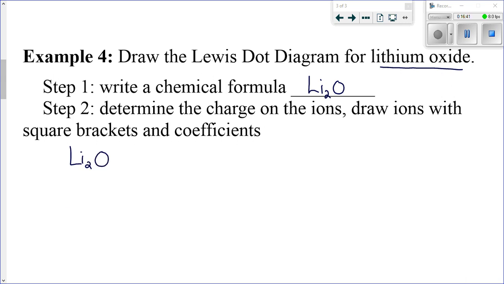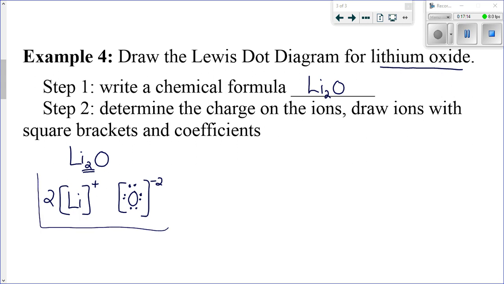Li2O. Lithium loses how many electrons? 1 to give it a charge of positive 1, okay? How many lithiums do I have? 2, so I give this a coefficient of 2. Oxygen becomes oxide by gaining how many electrons? 2, it gains 1, 2 to give it a negative 2 charge. Okay, so this is what your final answer would look like.